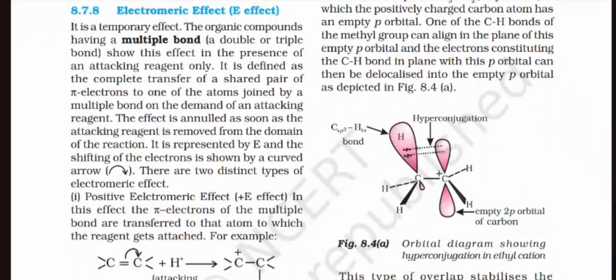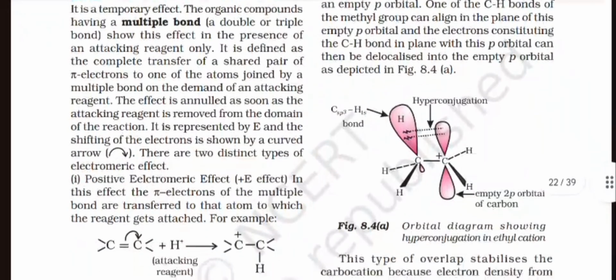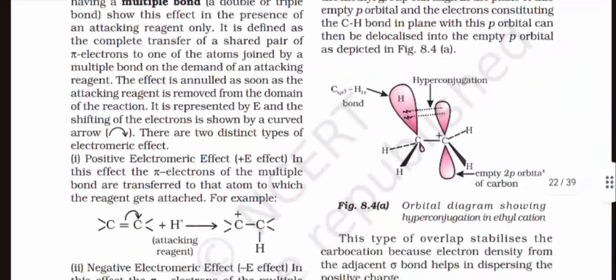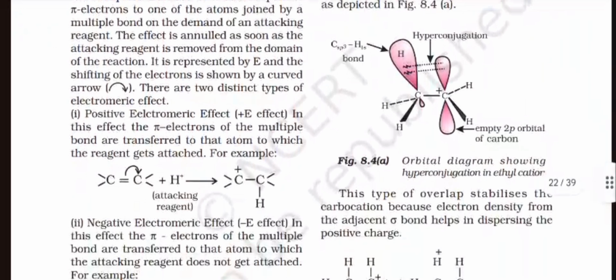Electromeric effect, E effect. It is a temporary effect. Organic compounds having multiple bonds show this effect in the presence of an attacking reagent only. It is defined as the complete transfer of a shared pair of pi electrons to one of the atoms joined by a multiple bond on the demand of an attacking reagent. The effect is annulled as soon as the attacking reagent is removed from the domain of the reaction. It is represented by E and the shifting of the electrons is shown by a curved arrow.